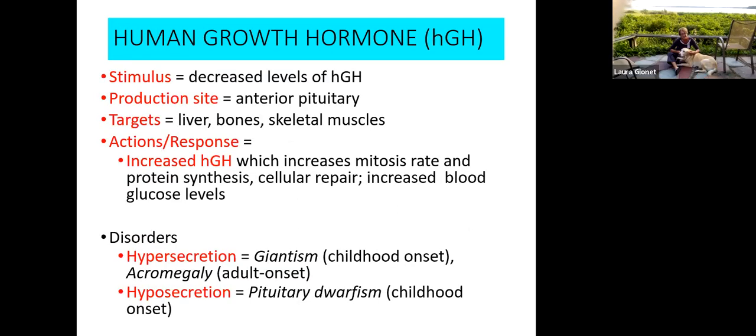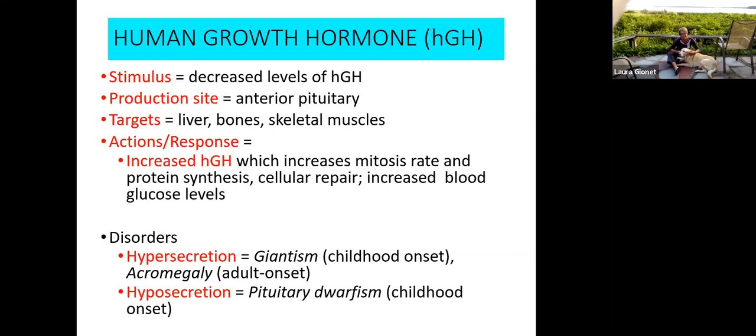All right, then we have human growth hormone. This is easier in a way. The stimulus is lower levels or decreased levels of human growth hormone. It's produced in the anterior pituitary, as you know. It will target, like that picture indicated, liver, bones, skeletal muscles.